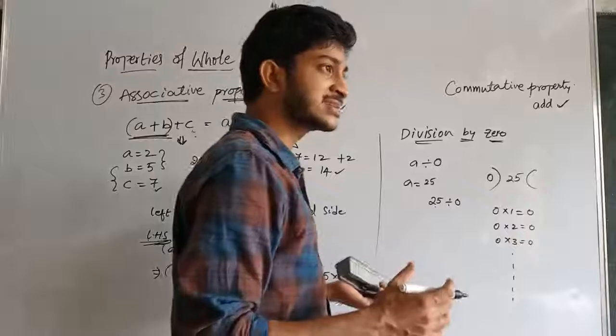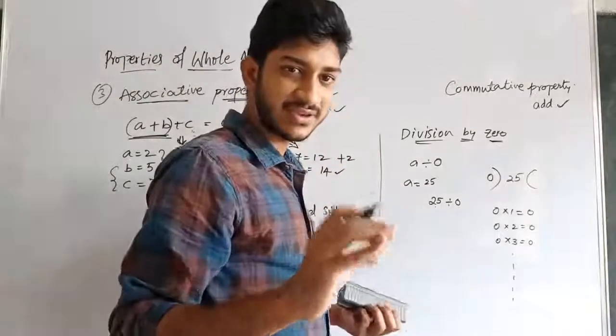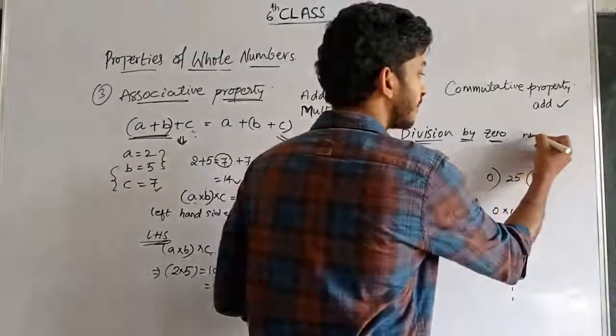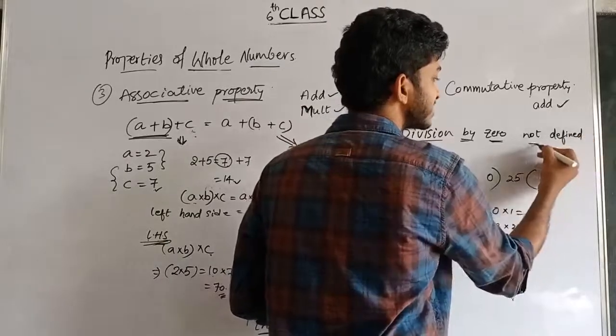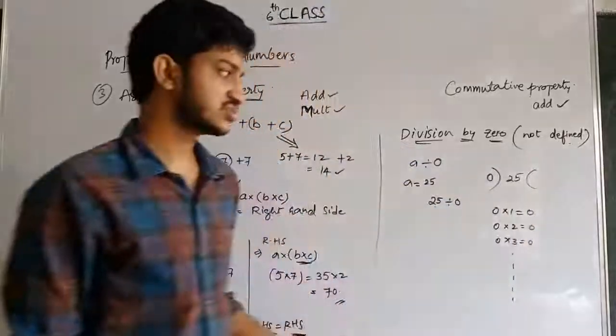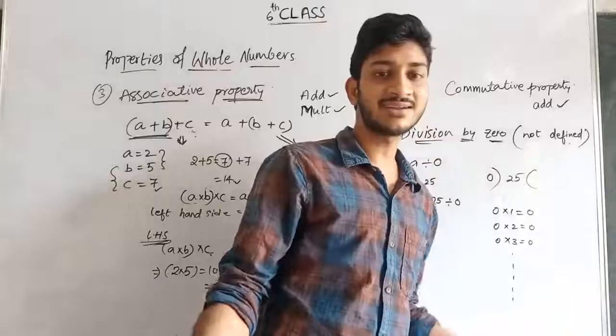It means when we divide any number by 0, we get the answer as not defined. Not defined means we didn't get any answer here. So division by 0 is not defined. We can't divide that number.